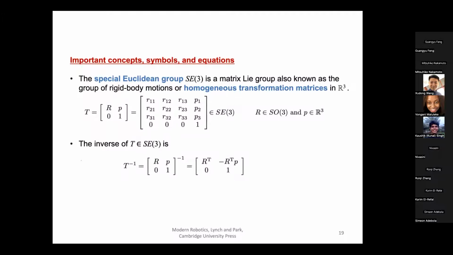When we go to SE3, 3-dimensional space, then how many degrees of freedom do you expect? 6. 3 for the rotation part, and then 3 for the translation part. The rotation part looks like it has more numbers there. There are 9 numbers here, but once you consider the constraints of orthogonality, it reduces to 3. So this is a 4x4 matrix, but how many degrees of freedom does it have? 6. Okay.